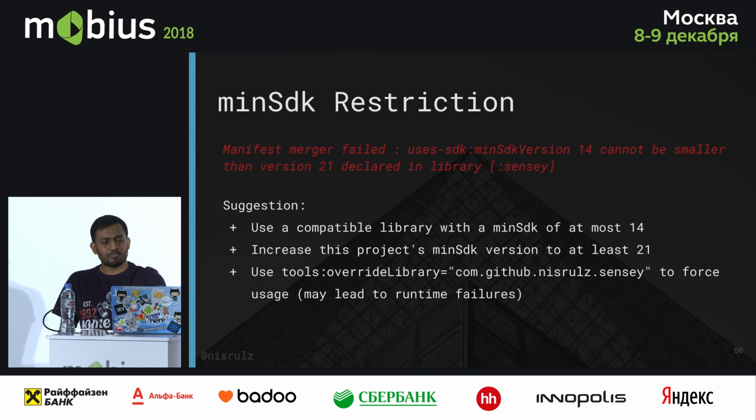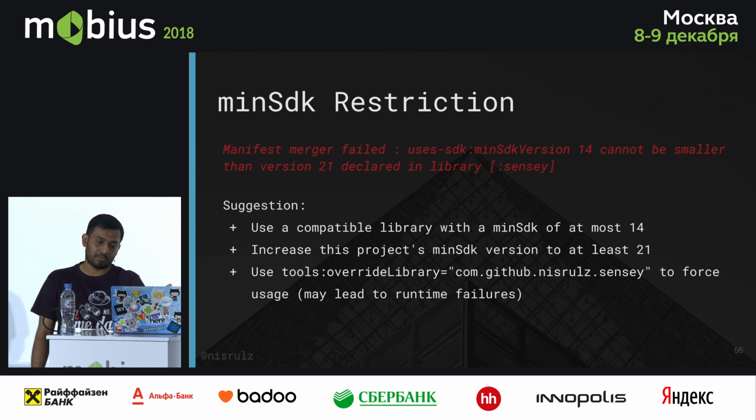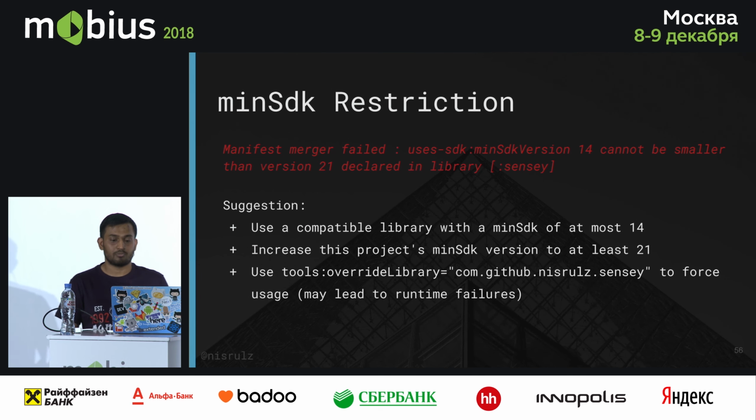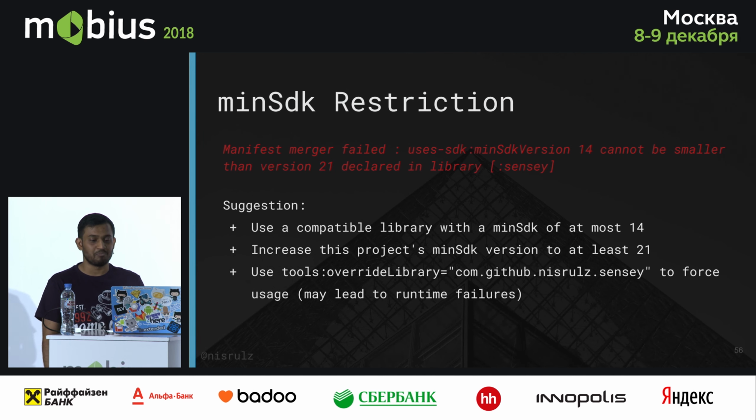So what it says is, manifest merger failed: uses-sdk minSdkVersion 14 cannot be smaller than version 21 declared in library, and the name of the library itself. It also gives me some suggestions. The first one is useless, because it says use a compatible library with a min SDK of at most 14, basically saying replace the library with another library. Sometimes this is not possible or practical. Maybe it's the only library doing that kind of functionality, so you can't do that. The second one is totally unrealistic because it says increase this project's min SDK version to at least 21.